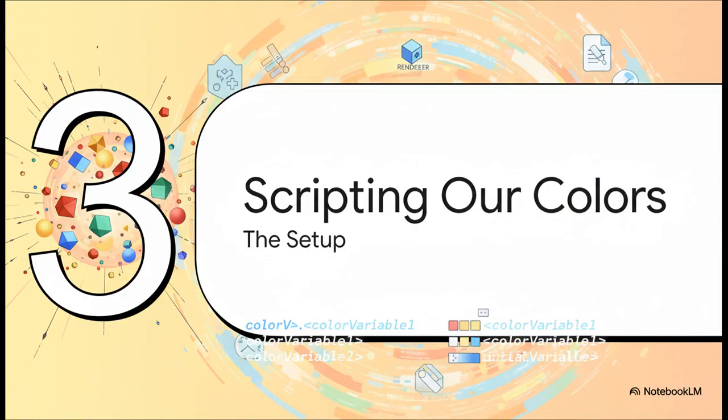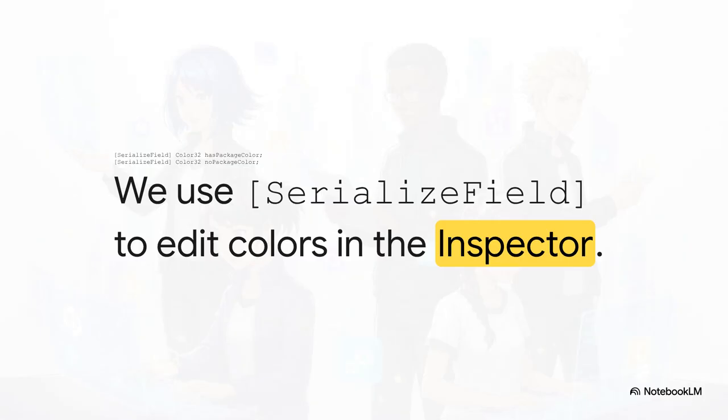All right, enough theory. Let's get our hands dirty. We're going to jump into our delivery script and start setting up the variables we'll need to make this all happen. We need a place to store our colors and a place to hold on to that SpriteRenderer. First things first, we need to decide what colors we want to use. So we'll declare 2 variables of type Color32. One we'll call hasPackageColor and the other noPackageColor.